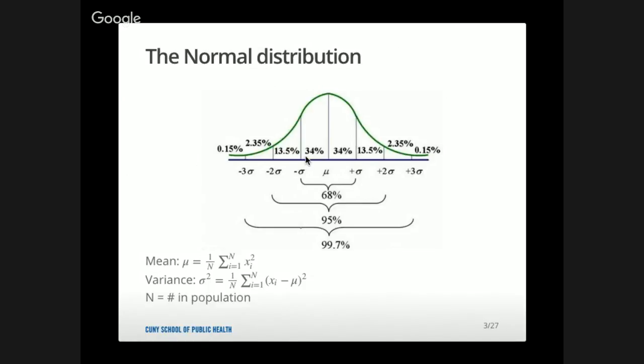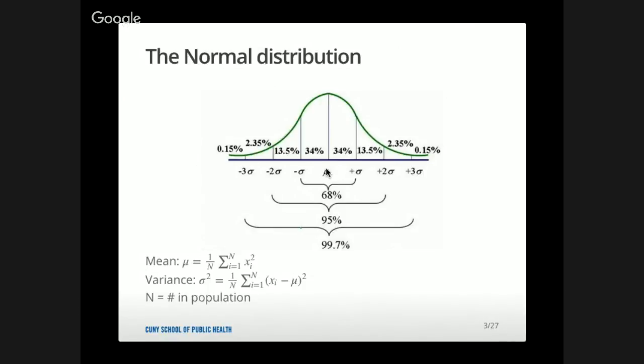There's actually a name for these. So within plus or minus 1 standard deviation of the mean, you have 68% probability of making observations, or put another way, out of a large sample, 68% of your observations will fall in that area.